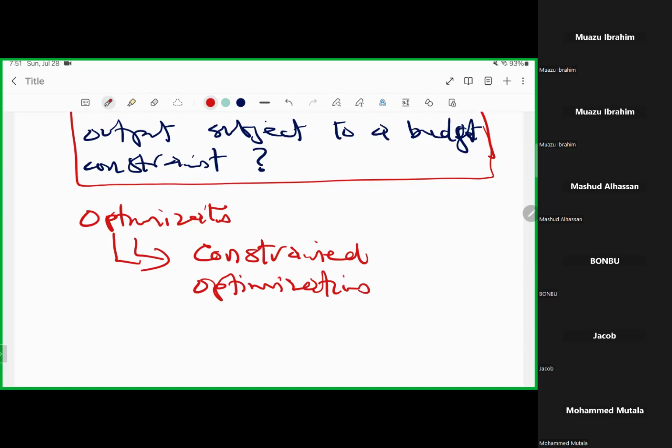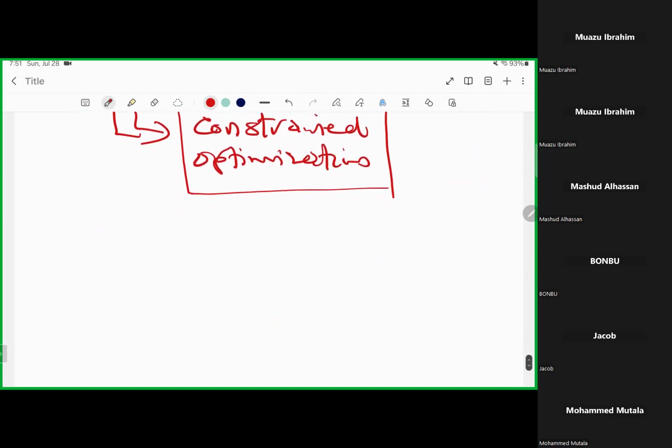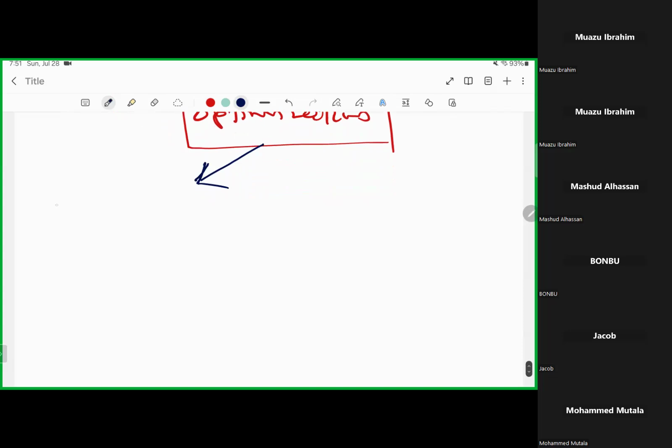Which means that you have two things. One is the function that you want to maximize, which is the production function, and the other is the budget constraint function. So to solve this particular problem involves the constraint optimization problem. And to solve it, one approach that we will use is called the Lagrange multiplier. So to solve optimization problems, you use the Lagrange multiplier.